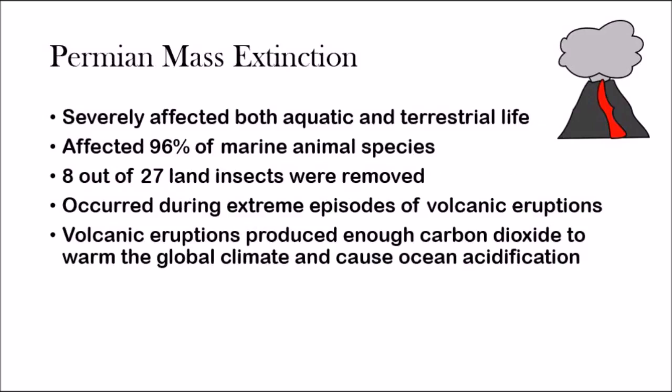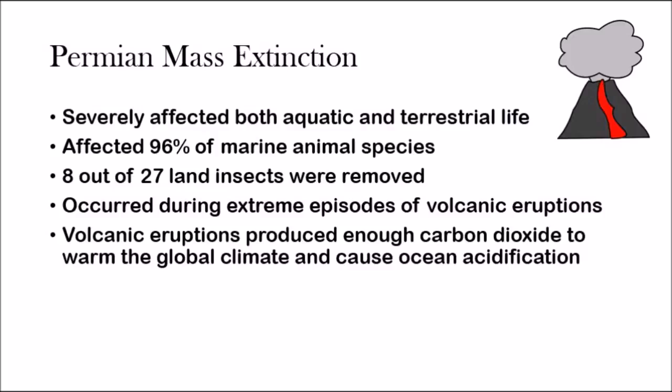The Permian mass extinction severely affected both aquatic and terrestrial life, so both life on land and in water. It affected about, according to scientists, 96% of marine animal species. 8 out of 27 land insects were completely wiped out. It occurred due to extreme episodes of volcanic eruptions.